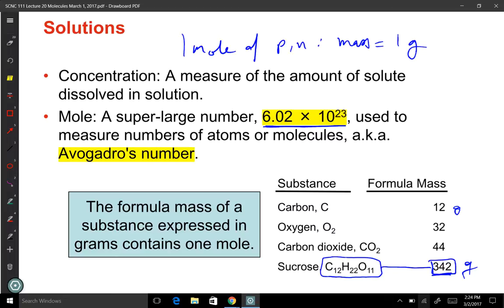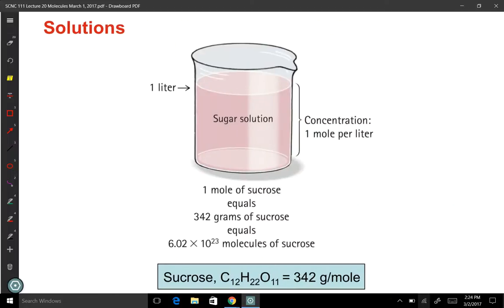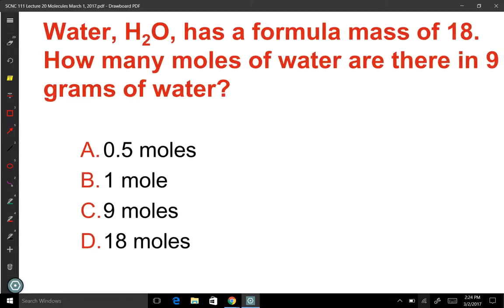The mole is the number that says if I have this many of the molecules, then its molecular mass is equal to the mass of 1 mole in grams. So as an example here, 1 mole of sucrose is 342 grams. Okay, that's just what I just said.